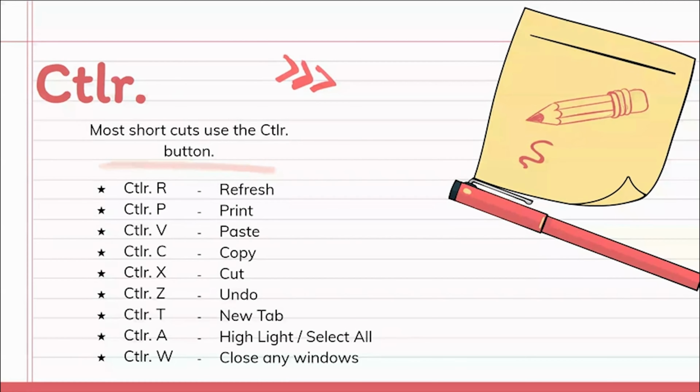Control T is a new tab. So if you're on Google Chrome and you need a new tab, instead of moving your mouse up to the plus button, you can just quick hit Control T and there will be a new tab on your window open.